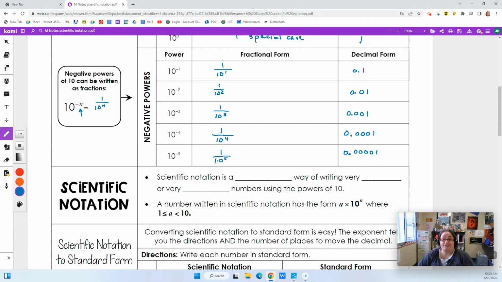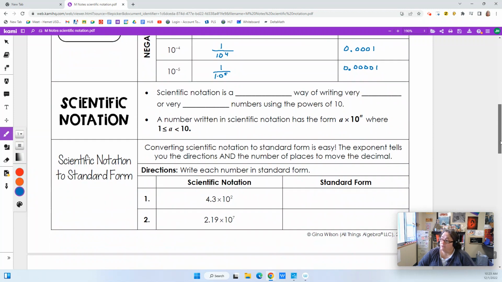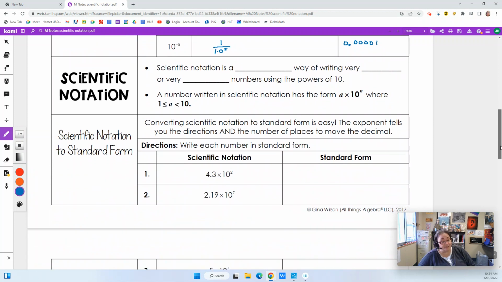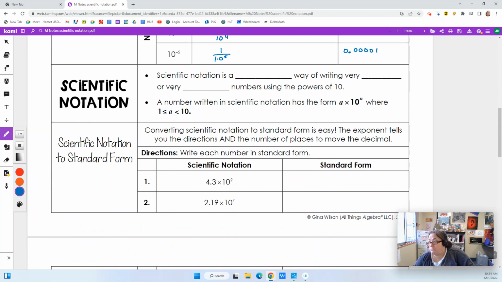Well, that's why we have scientific notation, so that we don't have to write it out in that decimal form. We can write it out as 10 to the negative, I think that would be 99 or something like that, for that many zeros. So we're going to talk a little about scientific notation. Scientific notation is a compact way, we're compressing these numbers, of writing very, very large or very, very small numbers using a power of 10.